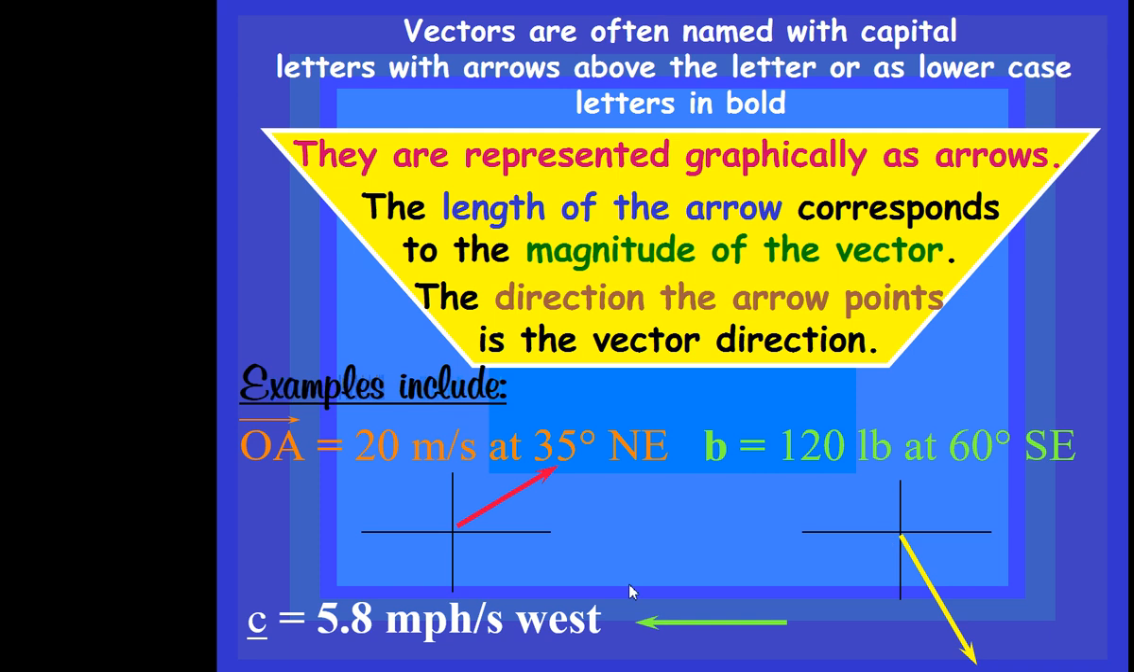Another example, sometimes you might see it written like this. In your textbook, I think you see it written like this and this mainly. It's possible in some books to see it written like this, but normally it's not. So 5.8 miles per hour west. So meaning that length is 5.8 and it's facing a westerly direction.